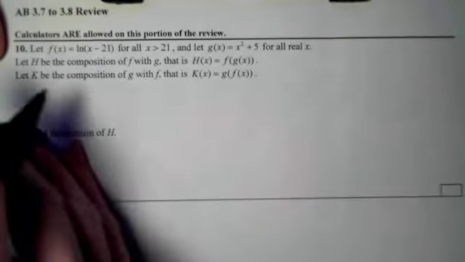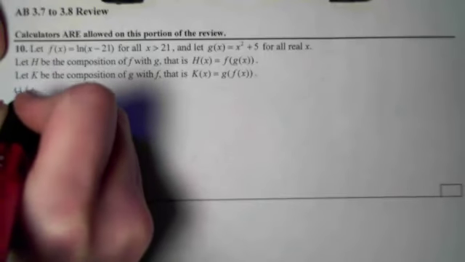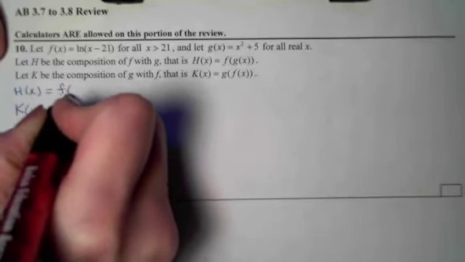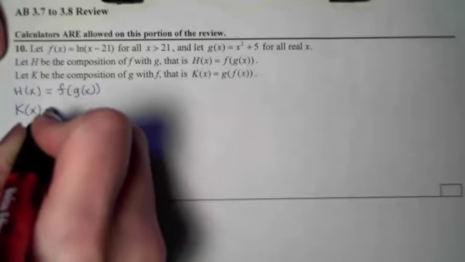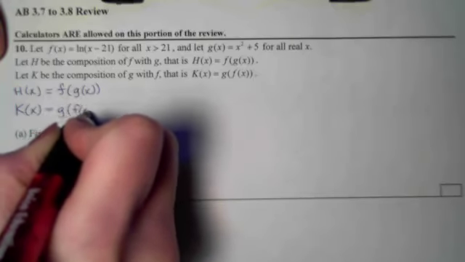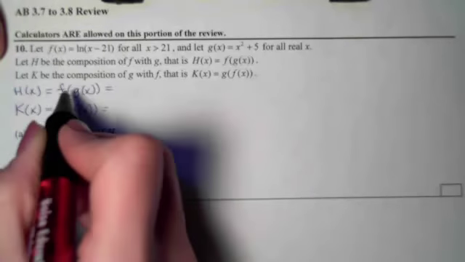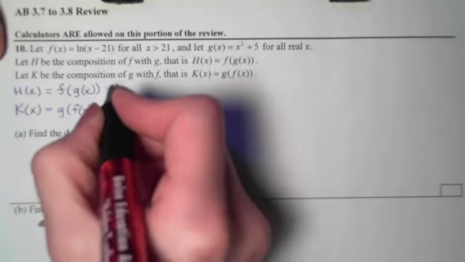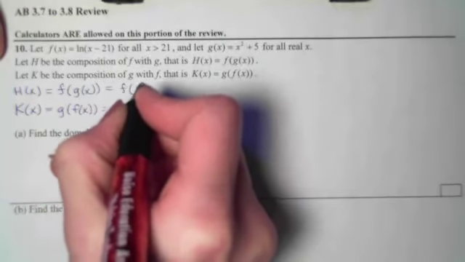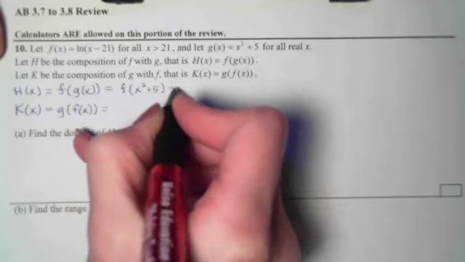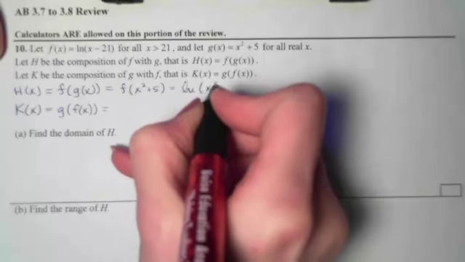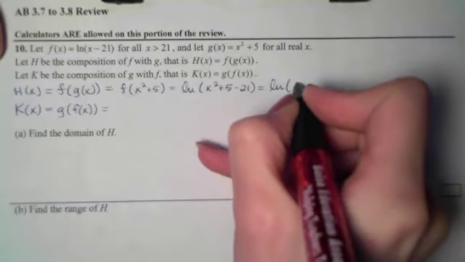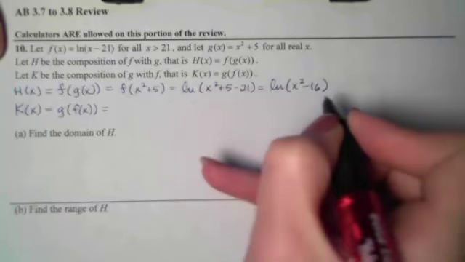composing. So I'm going to start off just by writing what h is equal to and what k is equal to. H will be f composed with g, and k will be g composed with f. So when I compose f with g, that means I replace the insides of f with an x squared plus 5. So that's an f of an x squared plus 5, which will be a log natural of an x squared plus 5 minus a 21. Which in turn will simplify to the log natural of an x squared minus a 16.